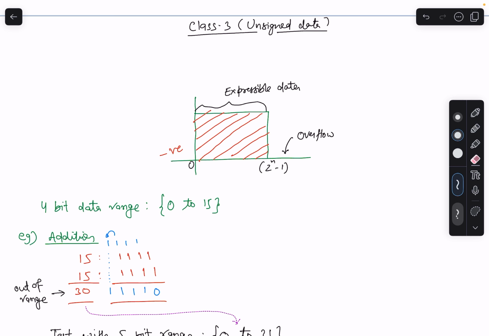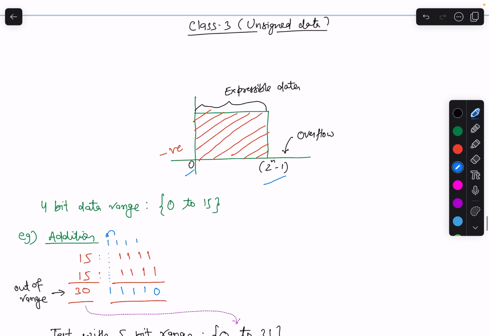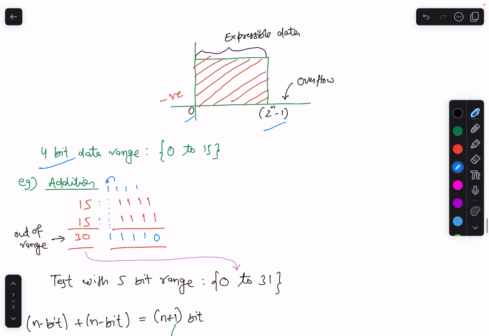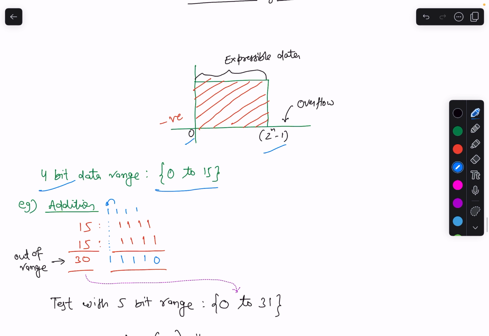Hello friends, let's talk about unsigned data in detail in this video. In the last video we saw that the range for unsigned data is from 0 to 2 to the power n minus 1. That means we can express numbers from 0 to 2^n minus 1 in n bits. For example, with 4-bit data, we can express 0 to 15. But suppose we have the number 17, there will be overflow because we cannot represent 17 in 4 bits.